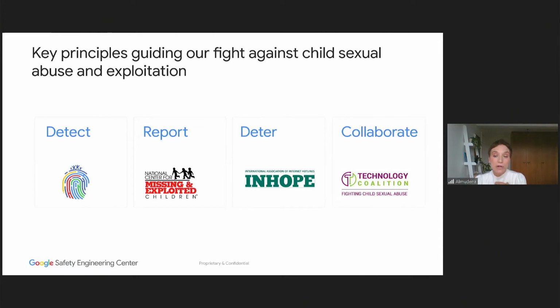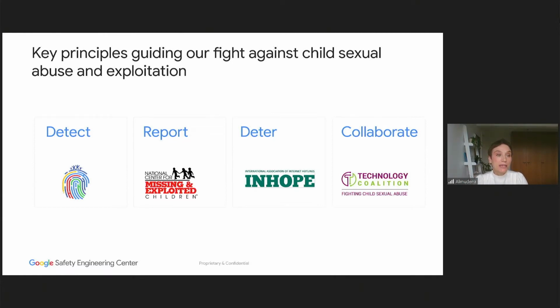Detect is where we put a lot of the work. We do this by doing what Google does best: we develop technology that allows us to detect content at scale. Fundamentally, there are two types of technologies that we apply. The first is hash matching technology, which allows us to detect content that has been seen before, has been confirmed as CSAM, and has been hashed. Hash matching technology allows us to continue to detect that content and therefore to take it down.